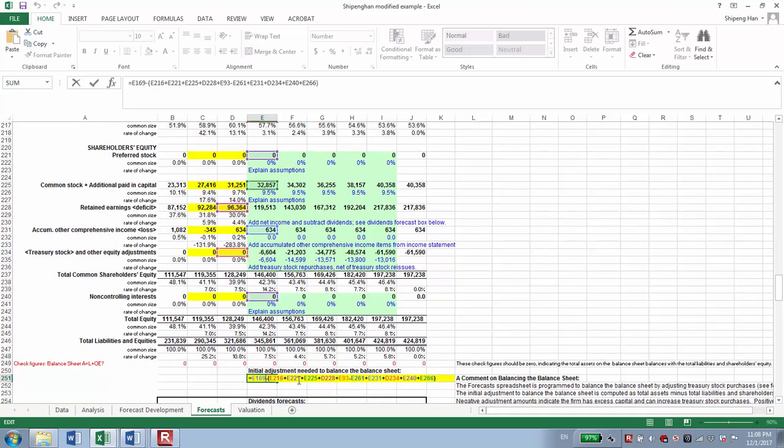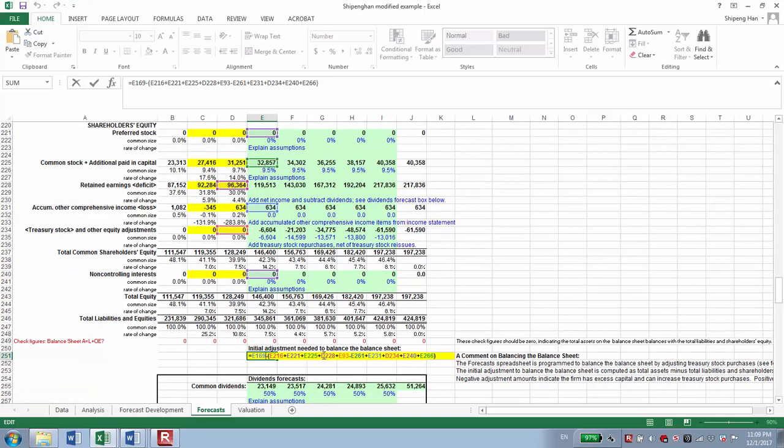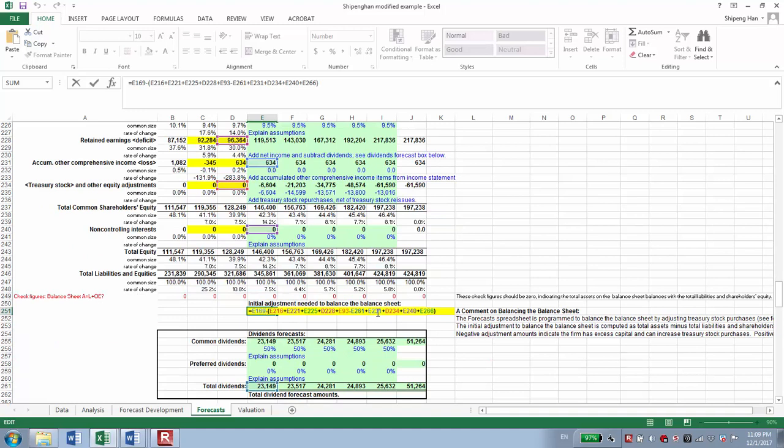The next one, 221, is preferred stock. 225 is common stock and additional paid-in capital. Okay. For the retained earnings, here is a prior year balance of retained earnings, but we are supposed to use the current year, right? But actually, these three, from D228, that's the prior year balance of retained earnings, actually it adds E93, which is net income attributable to the common equity holders, and E261 is a dividend. So these three give the ending balance of retained earnings.